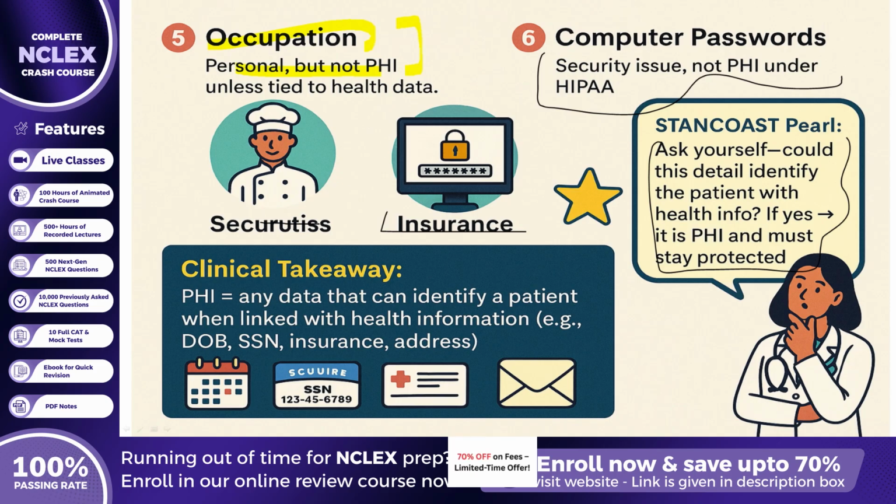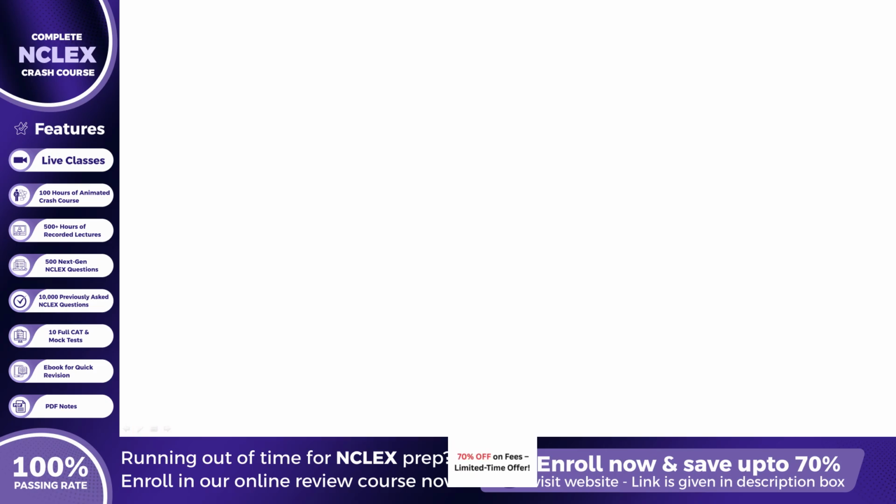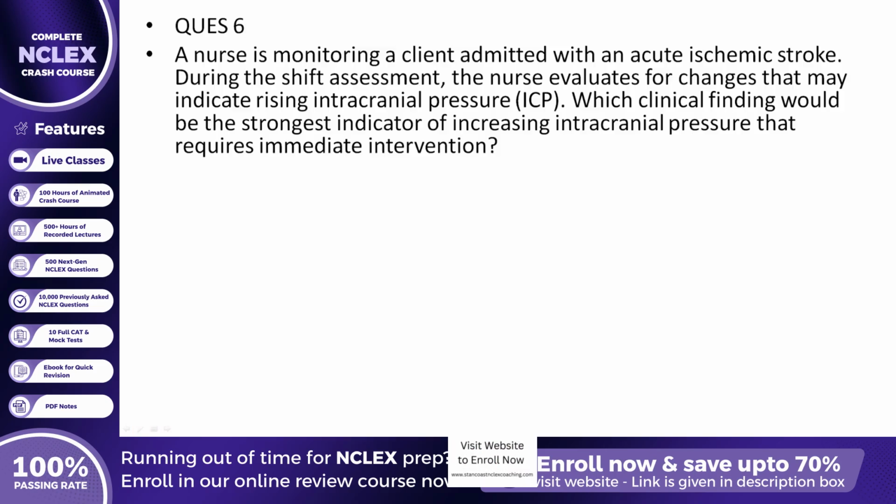Let us smoothly move into this next high-yield question that tests your knowledge of neurologic assessment in stroke care. A nurse is monitoring a client admitted with an acute ischemic stroke, and during the shift assessment, the nurse carefully evaluates for changes that may indicate rising intracranial pressure. Which clinical finding would be the strongest indicator of increasing intracranial pressure that requires immediate intervention? Here are the options for consideration.